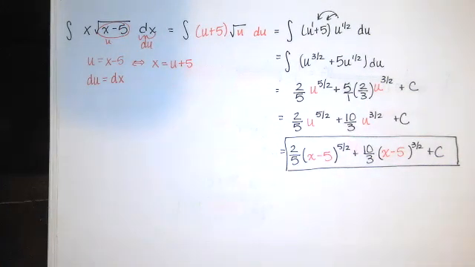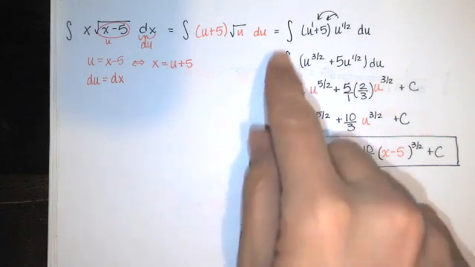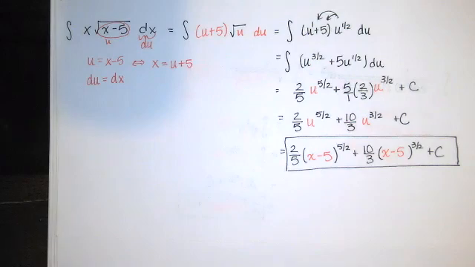Okay, so that's anti-differentiation by substitution. In the next video, we'll do a few examples that involve definite integrals. So we'll do integration by substitution when we've got bounds in those problems.